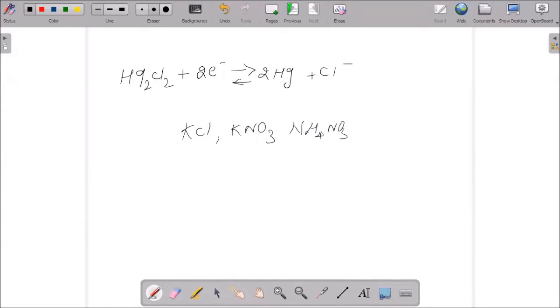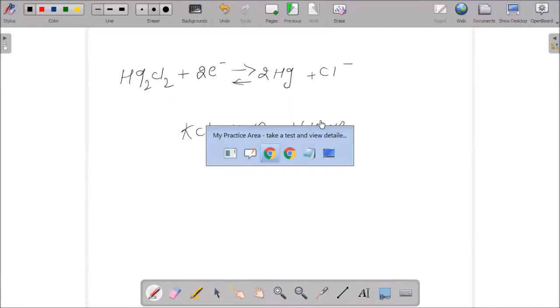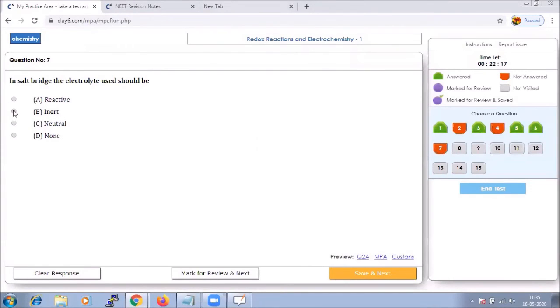So the electrolytes of the two half cell should be inert, and it should be inert in the sense what we should understand. It should not react chemically with each other. It is very important to know it should not react with each other, because its function is to maintain neutrality. Let us save that and go to next question.